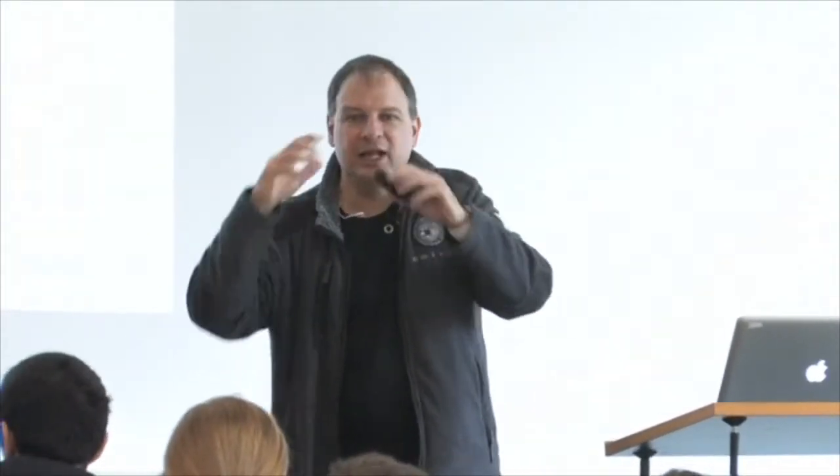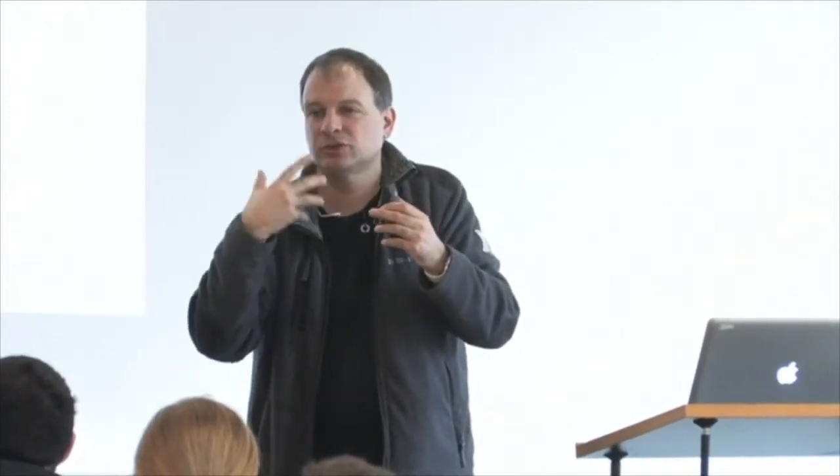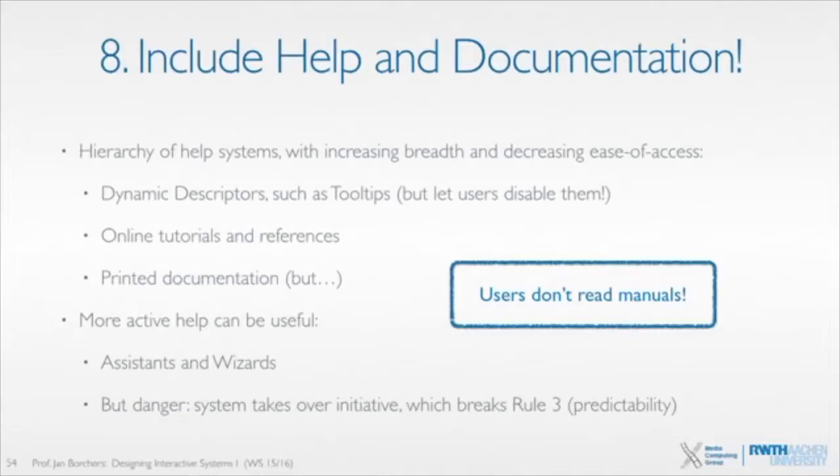And in between, you have things like online tutorials, help pages that you can access from your system directly. So it's a continuity of help systems that get more detailed, but also kind of harder to access as you move through that continuum. Tooltips, or we like to call them dynamic descriptors, are great because they let me explore an interface and discover what things do. Often that's all I need. Just make sure that people can turn them off.